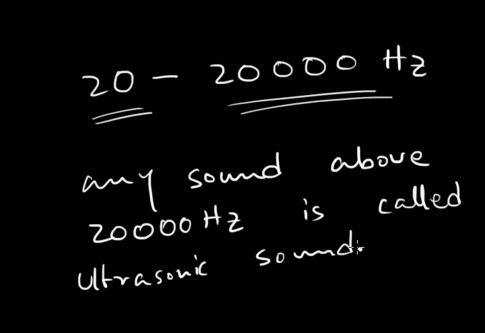There are some creatures who can communicate with ultrasonic sound. Bats or dolphins, they can create sound which is above 20,000 hertz, that is ultrasonic sound, and they can hear it and they can communicate via ultrasonic sound. And dogs can also hear ultrasonic sound. So that is all about sound.